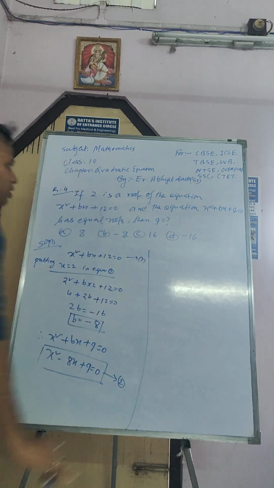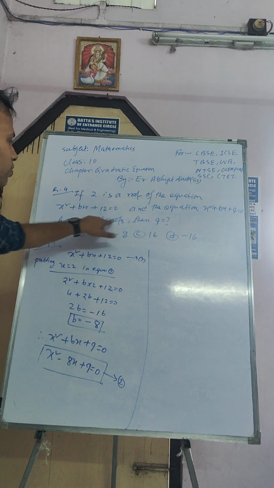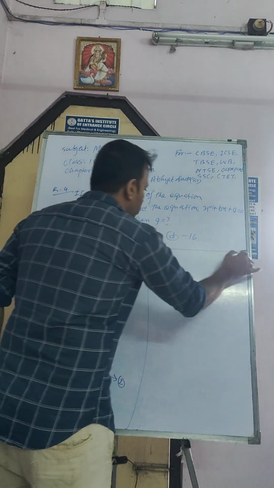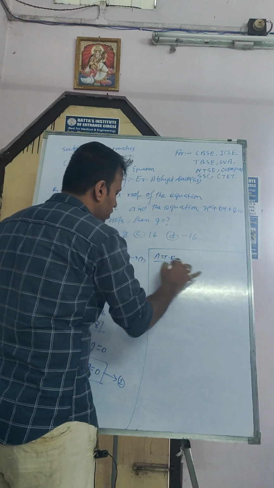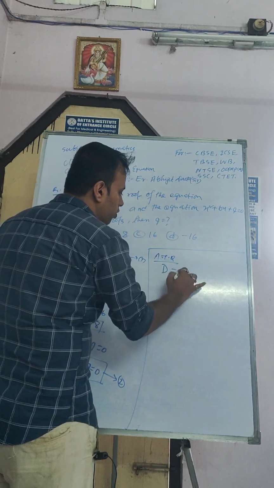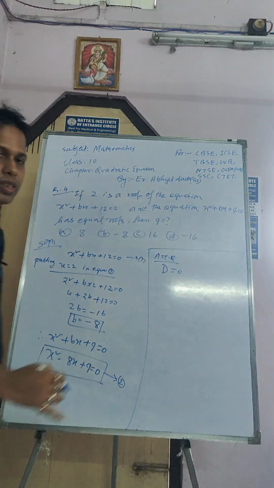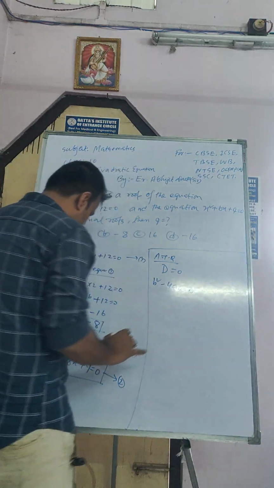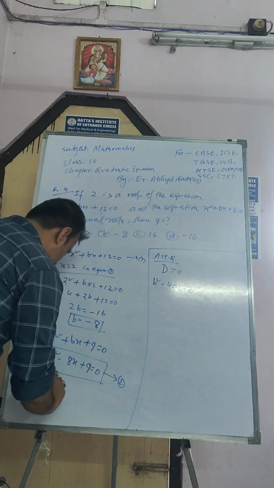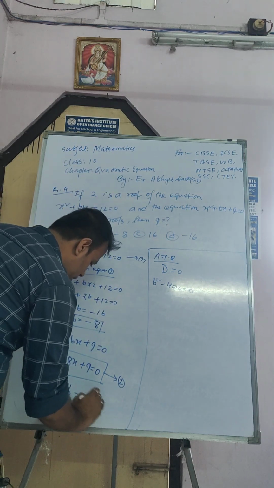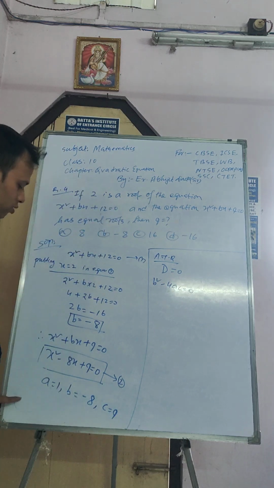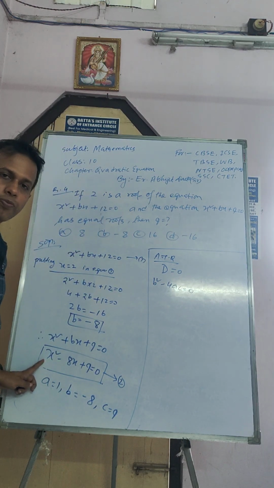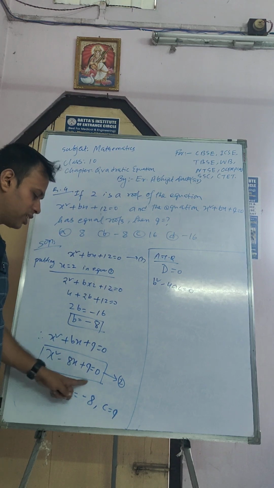Now the condition is that the equation has equal roots. So according to the question, we can write D is equal to 0. So what is D? D is b square minus 4ac, which is 0. So what are they here? A is 1, b is minus 8 and c is q here. We all know this one. A is the coefficient of x square, b is the coefficient of x and c is the constant term.